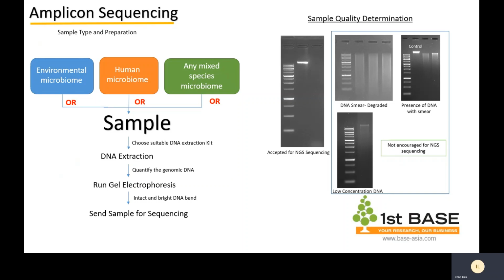On my right, what you're seeing are agarose gel images of DNA that has been extracted, quantified, and now run on gel. The first image is what we encourage, which is accepted for NGS sequencing. On the other hand, the other three agarose gels we do not encourage for NGS sequencing. But we also understand that some of these samples may be precious to you, especially samples that you obtain from patients, or natural environments like corals that you cannot go and sample often. So in this case, we do not reject these samples, but we just want to let you know that these particular samples possess risk.